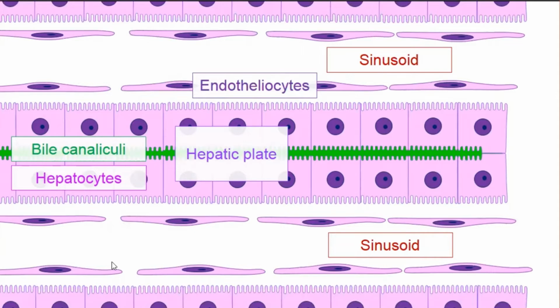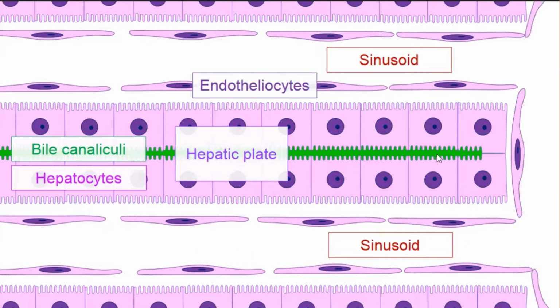So here we can see the pattern: hepatic plate, sinusoid, hepatic plate, sinusoid, and the following hepatic plate. And inside each hepatic plate we have bile canaliculi. So hepatocytes, sinusoid, also a layer of hepatocytes, bile canaliculi, the next layer of hepatocytes, sinusoids, and the next hepatocytes. So here we can see this pattern.